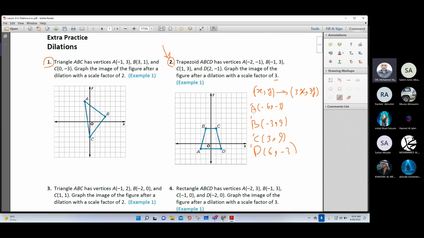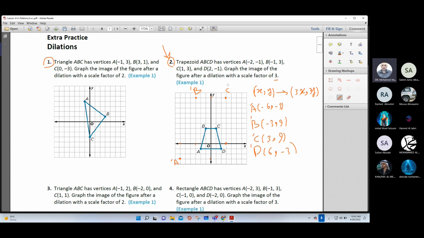So we can draw now. A prime is minus 6 in the x: minus 1, minus 2, minus 3, minus 4, minus 5, minus 6 here, and minus 3 in the y: minus 1, minus 2, minus 3 here. B prime: minus 3 in the x, and 9 in the y: 1, 2, 3, 4, 5, 6, 7, 8, 9. So the point will be here. This is B prime. C prime: 3 in the x, 1, 2, 3, and 9 in the y. So the point will be here.